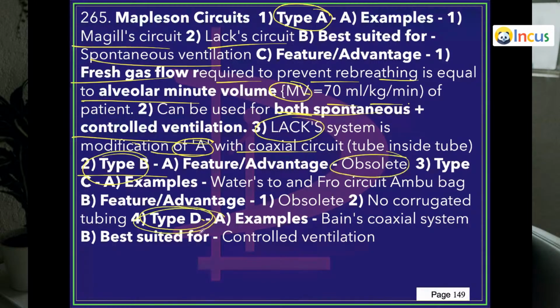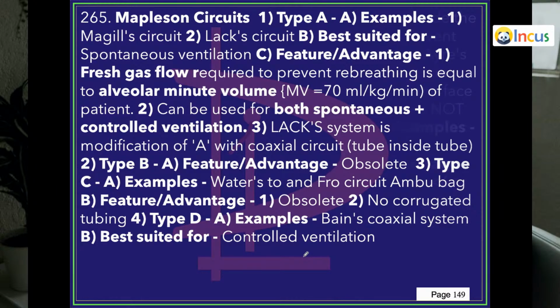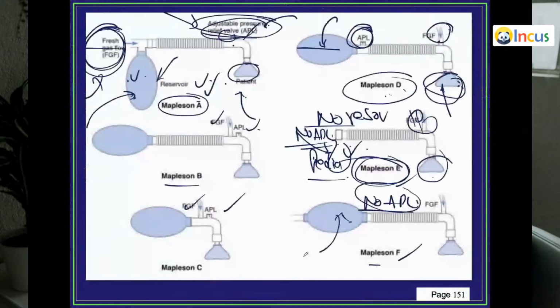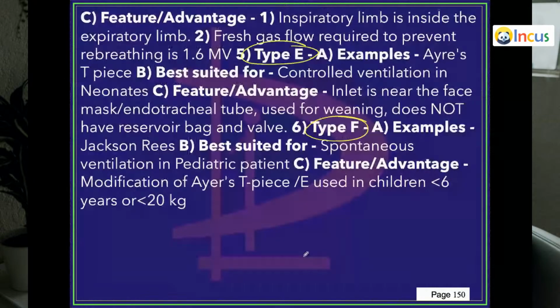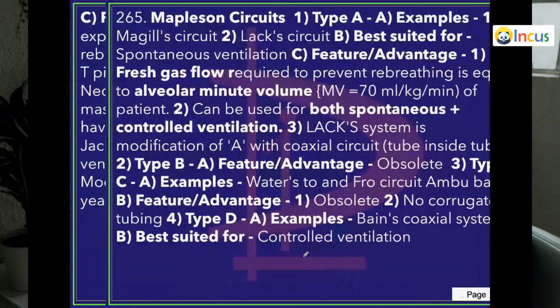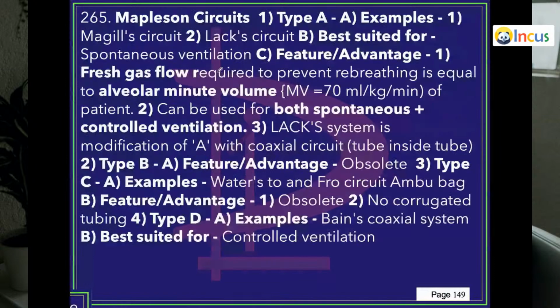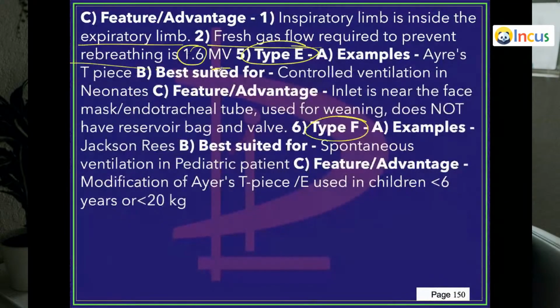Type D is typically called Bain's coaxial system, which is used in controlled ventilation. You can see the Type D, which is basically called Bain's coaxial system, is what you need to remember. Now, the inspiratory limb is inside the expiratory limb. There is a fresh gas flow to prevent rebreathing, but that is 1.6 times the minute volume in the case of Mapleson D. Agree?